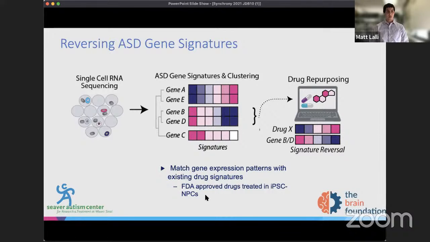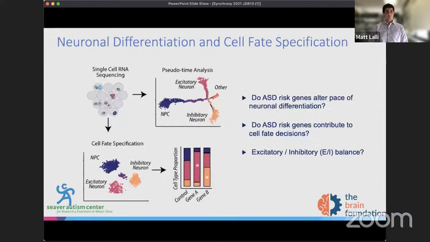We can do this now because all of the FDA approved drugs have now been tested in iPS neurons and signatures have been generated for each drug. So all we need to do, using some elegant algorithms developed at Mount Sinai, is to look for these drugs that can reverse the signatures. This is one of the main goals of our project, and hopefully it will lead to some therapeutic discovery.